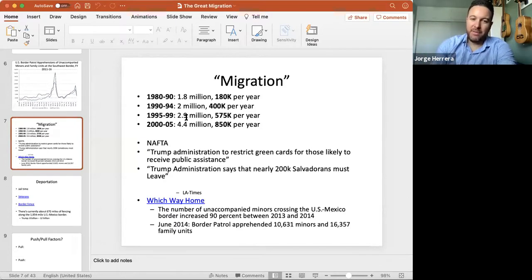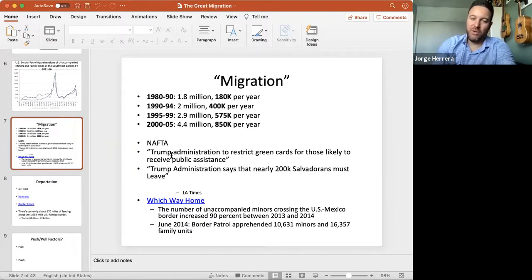Right after NAFTA happens, in those 4 years, you have 3 million people. Think about those numbers. You went from 180,000 people a year to almost 600, to almost 900,000, to almost 1 million people migrating per year after NAFTA is signed. After NAFTA is signed.